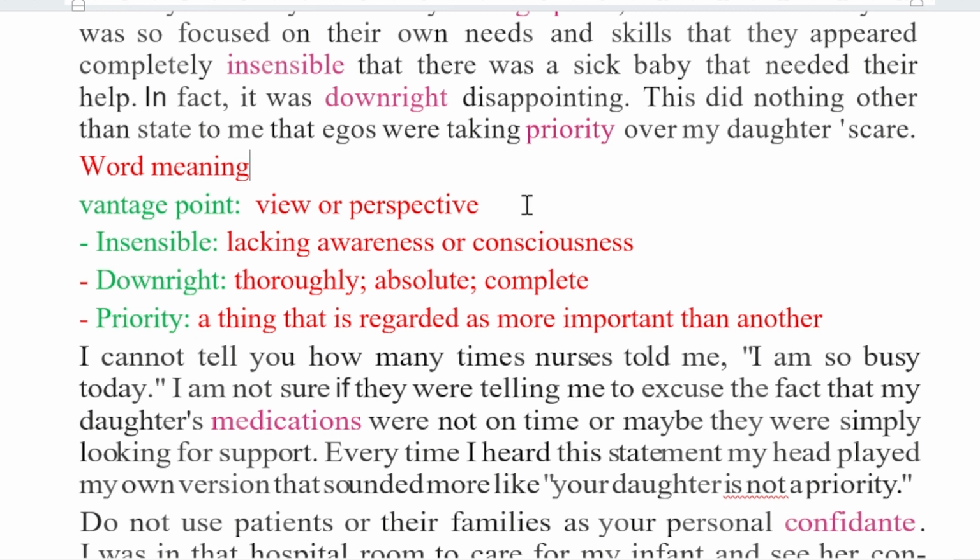Vantage point: view or perspective. Insensible: lacking awareness or consciousness. Downright: truly, absolute, complete. Priority: a thing that is regarded as more important than another.